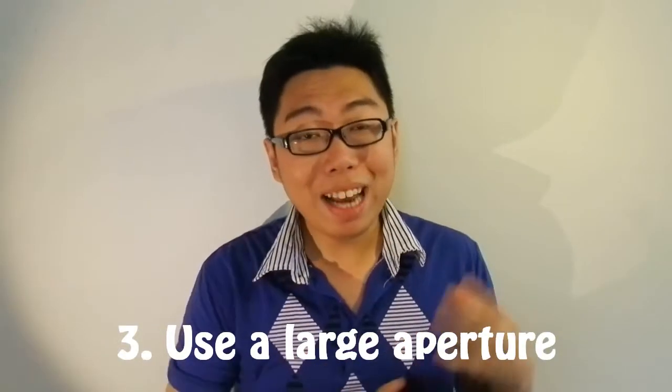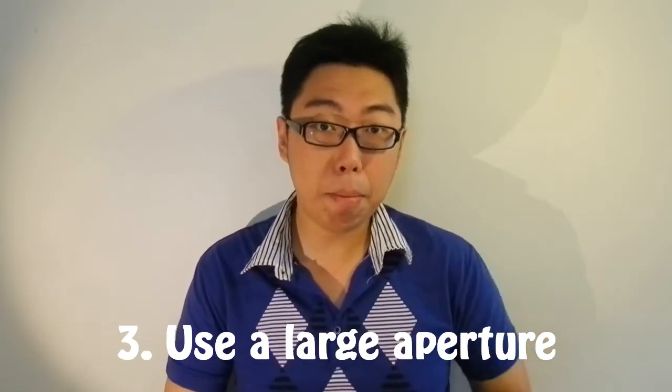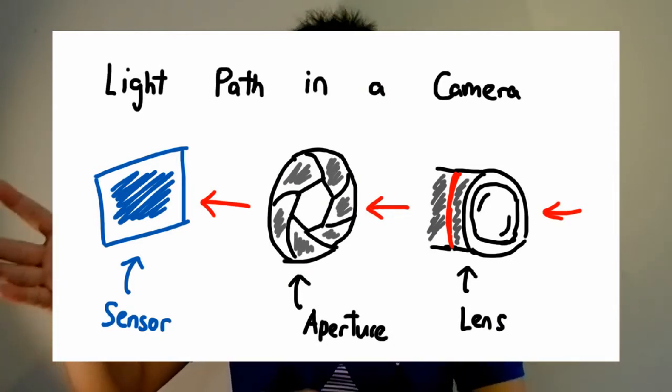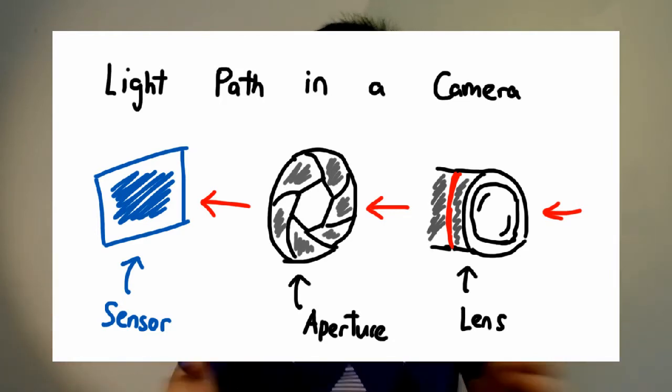We move on to the third and last method, which is to tweak the aperture of your camera. Now, for those of you who don't know, basically the way your camera works is there is a sensor. In front of the sensor, there's an aperture, which is an opening that can have a different range of sizes, and then the lens.